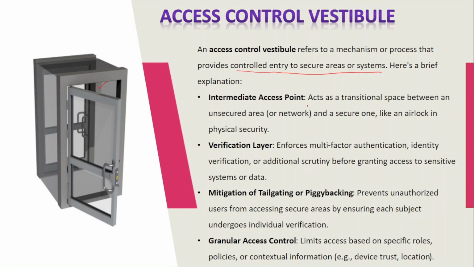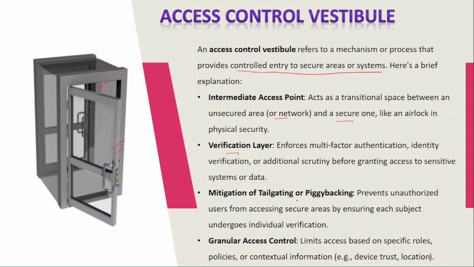So the intermediate access point acts as a transitional space between an unsecured area or network and a secure one, like an airlock in physical security, a verification layer. It enforces multi-factor authentication, identity verification, or additional scrutiny before granting access to sensitive systems or data. So this door basically has an access control system installed, either through fingerprint or through access badges. So anyone not having access cannot, of course, enter or open this door.